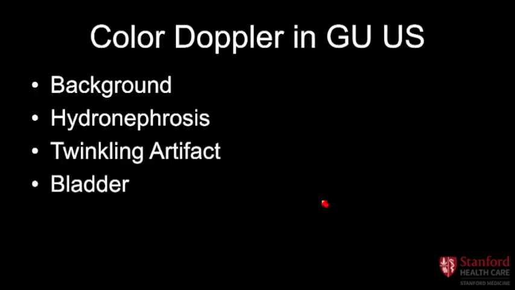Okay, so those are some examples of where color Doppler is really critical, but I want to talk about more specific applications of color Doppler. So I'm going to give you a brief background, like a review from medical school, about the kidney, and then we'll talk about color Doppler and evaluation of hydronephrosis, color Doppler and twinkling artifact and how that can help you, and then just briefly about the bladder.